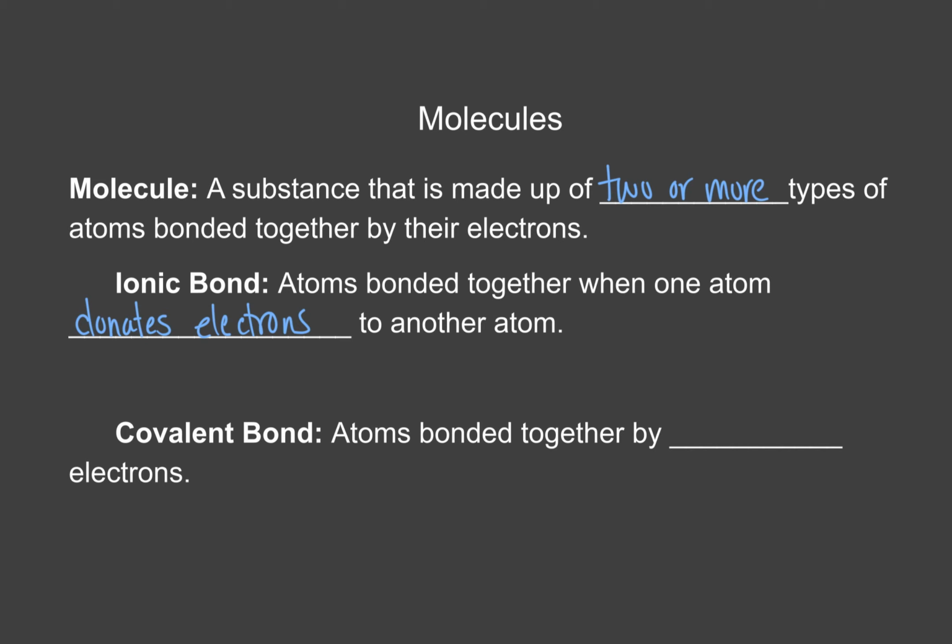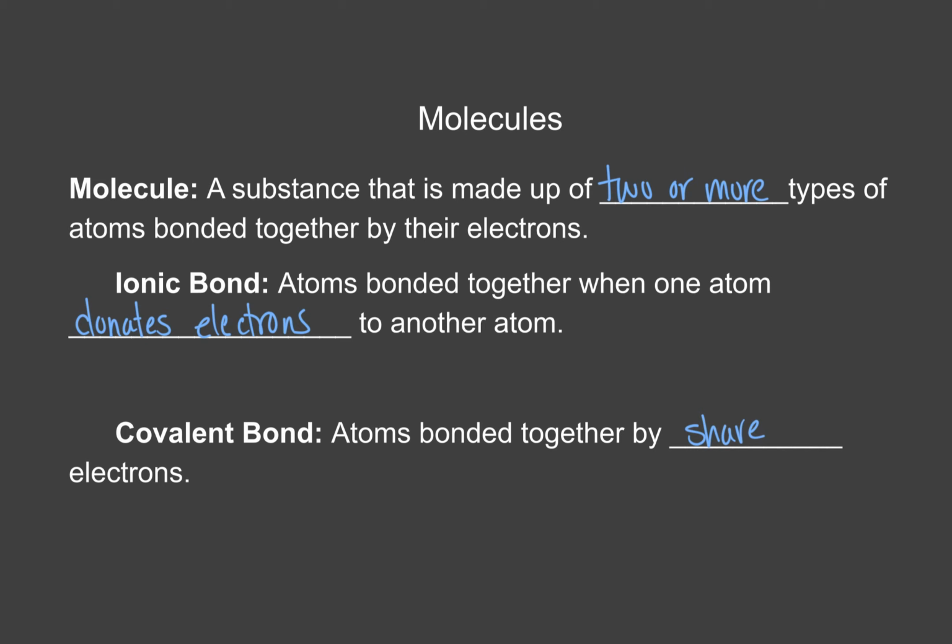The next strongest is a covalent bond, and this forms when atoms share their electrons. So the electron would orbit one atom and then orbit the other atom, and it just moves back and forth, and they're shared between two atoms, which is a really strong bond, but not quite as strong as an ionic bond. So again, there's ionic bonds that donate electrons to another atom.